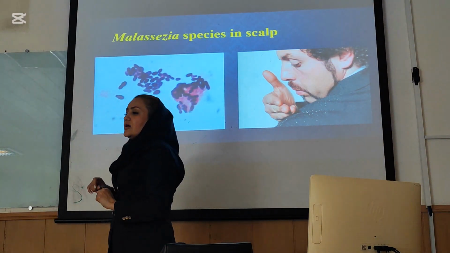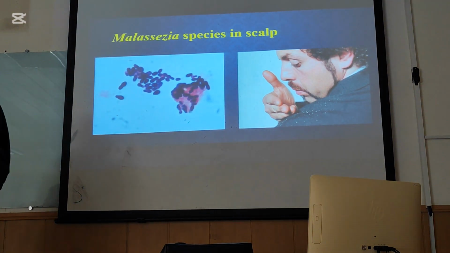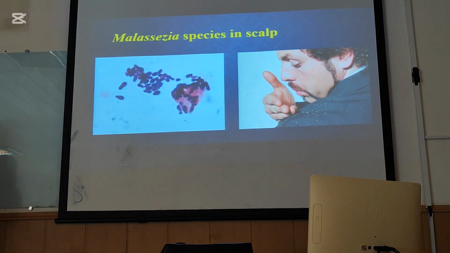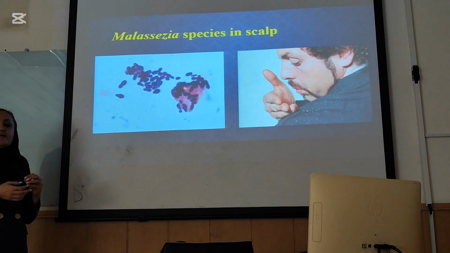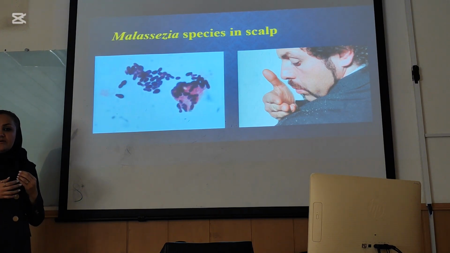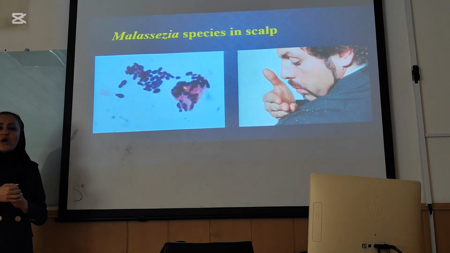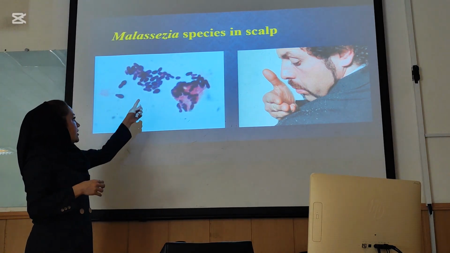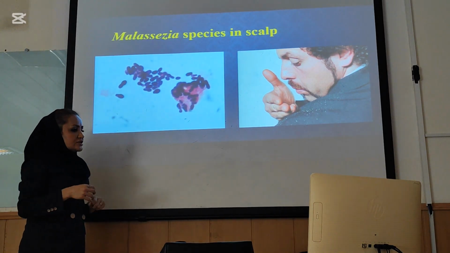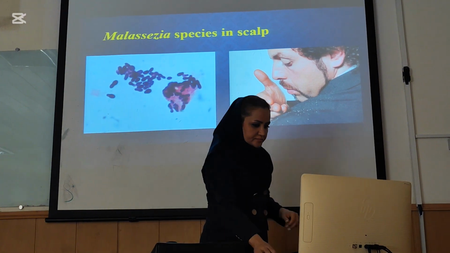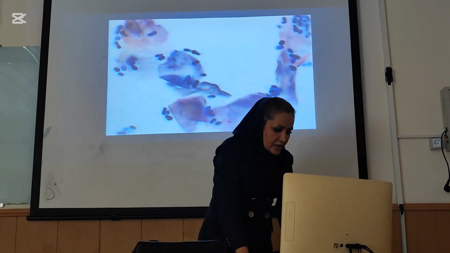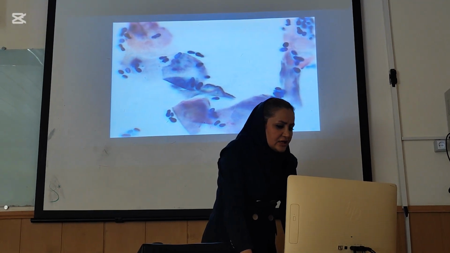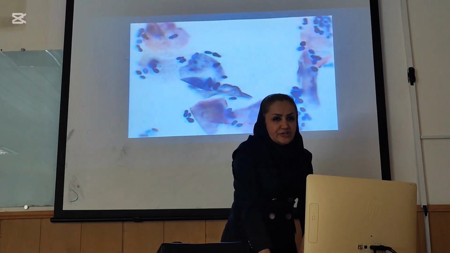Malassezia can cause another fungal infection that we call dandruff or only scalp scale. But in this infection, we don't have any hypha, and we just see oval shape blastoconidia like this. They are oval shape or bottle form. And you know that Malassezia is a lipophilic yeast.